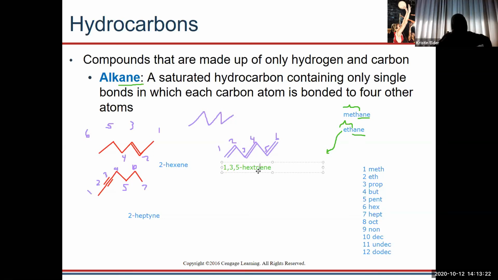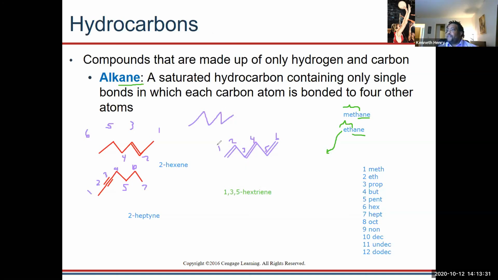How do you know where to count from? Because I see in those two skeletal structures that you started counting from opposite sides. Yep. You want to find the lowest numbers possible. In this case, we have 1, 2, 3, 4, 5, 6, right? So let's go the other direction using the red. 1, 2, 3, 4, 5, 6. Both directions, it's the same numbers in this situation.